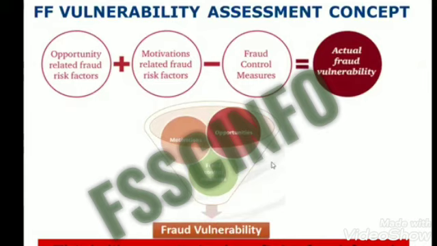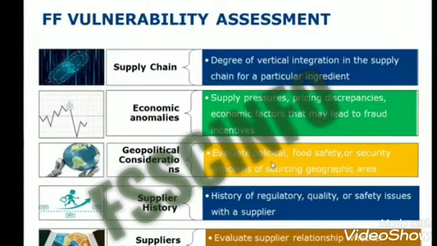So opportunities, that is why offenders are able to commit fraud. You have to identify very clearly why offenders would want to commit food fraud. This is motivation, and then the control measures counteract the vulnerability resulting from these opportunities and motivation. Now, these are the key areas which you have to consider during your food fraud vulnerability assessment. Here I list a few areas which you will consider during your risk assessment for identifying food fraud vulnerability.